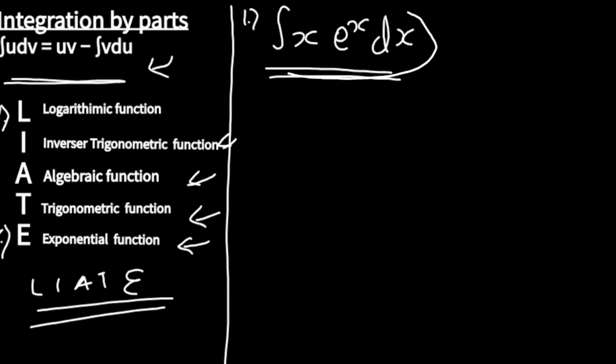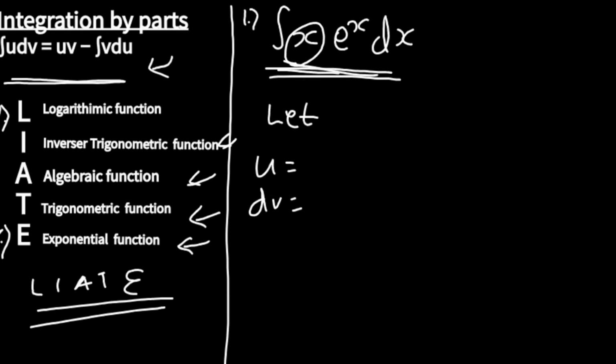When you are given an integral like this, the first step is to choose your u and your dv. So, let your u be and your dv be. Now, we apply LIATE. In this integral, we have x, an algebraic function, and we have e^x, an exponential function. Which one will be our u and which one will be our dv?